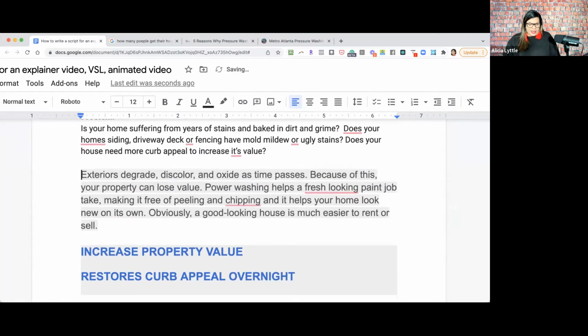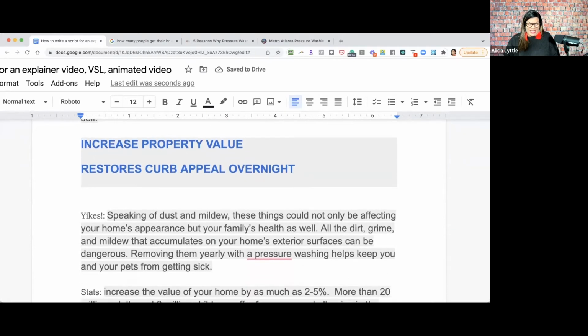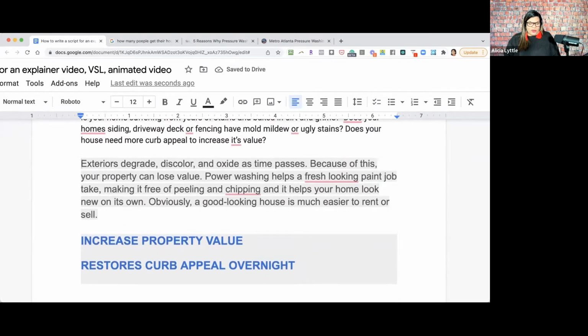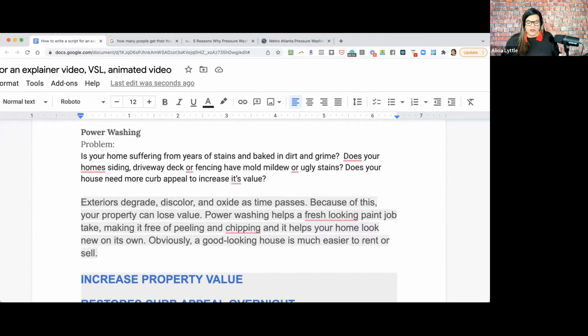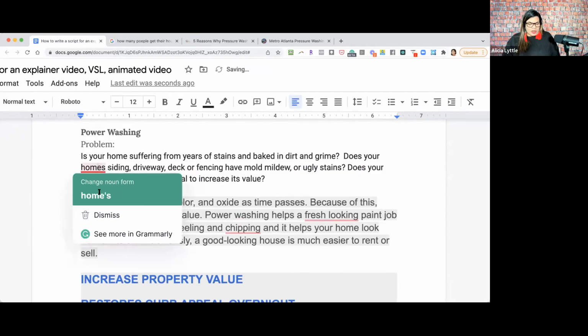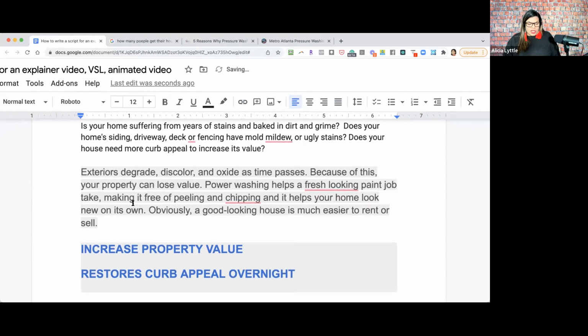And then now I'm going to the yikes. So first, let me read this. Is your home suffering from years of stains and baked in dirt and grime? Does your home's siding, driveway, deck, or fencing have mold or mildew or ugly stains? Does your house need more curb appeal to increase its value? I'm pretty happy with that. So let me just do some fixing. Yeah, I'm pretty happy with that.